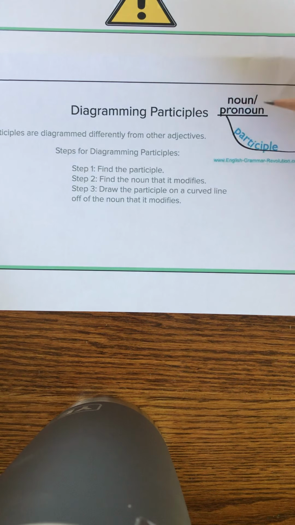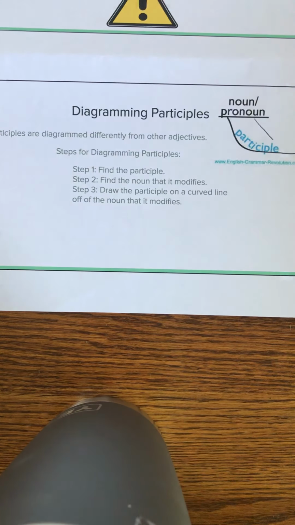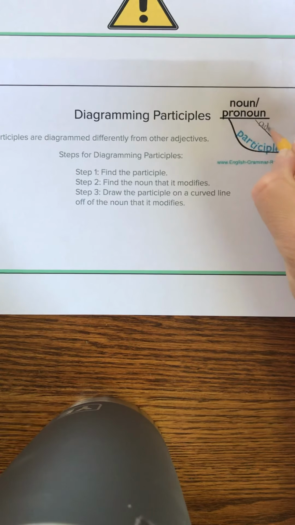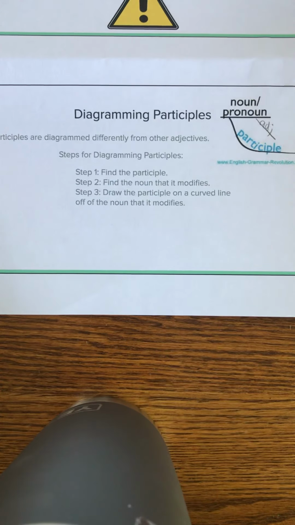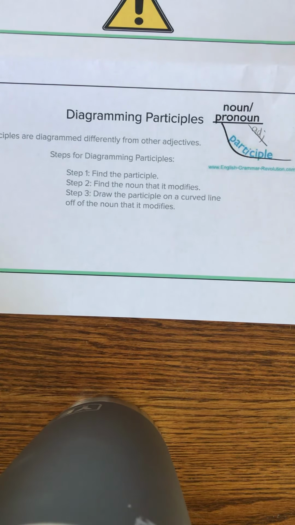So you identify that word, and then you find the noun or pronoun that it modifies, and you draw a curved line, and you write the participle on that curved line connected to the noun or pronoun. Right? We know normal adjectives go on a slanted line that goes down and to the right. But you visually show that it's different because it's a participle, it's a verb form, so it goes on that curved line.